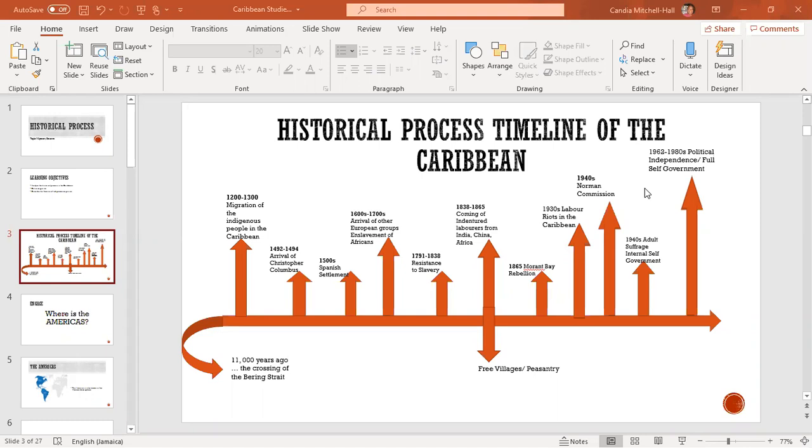And he said, listen, we need to give the islands independence, or the British territories independence. Because remember, we're looking at Guyana and Belize, who were not islands. And so by 1962, the first territory in the British Caribbean to gain their independence is Jamaica, then Trinidad, then Barbados and Guyana in 1966, and then the other territories fall after.